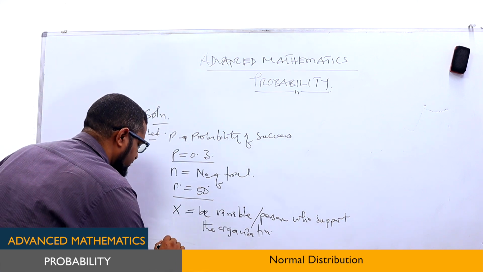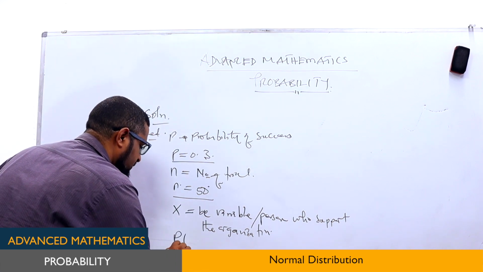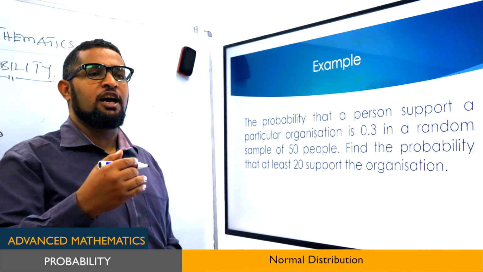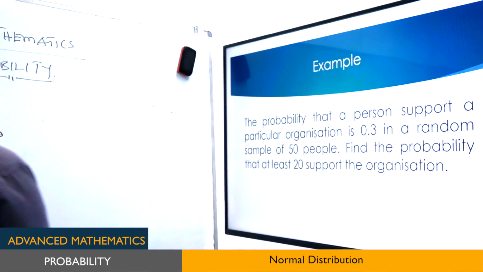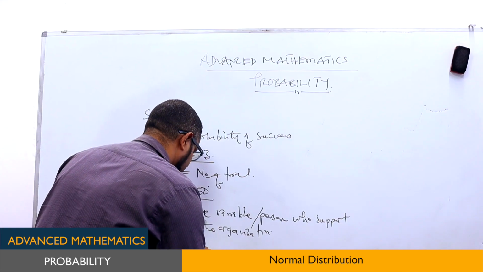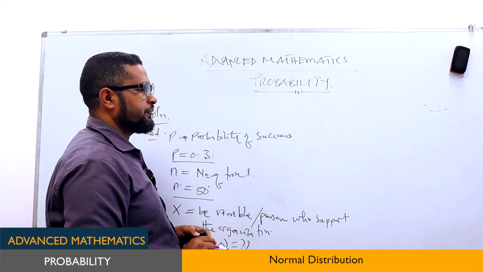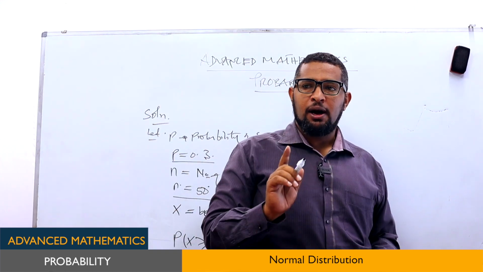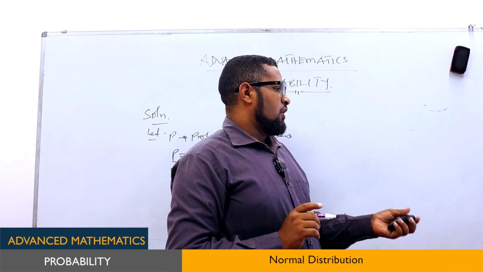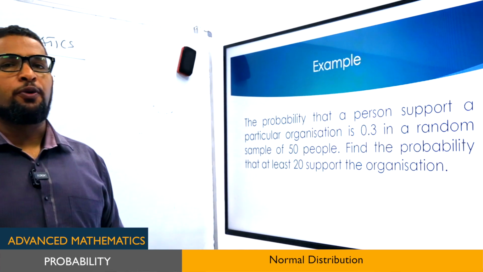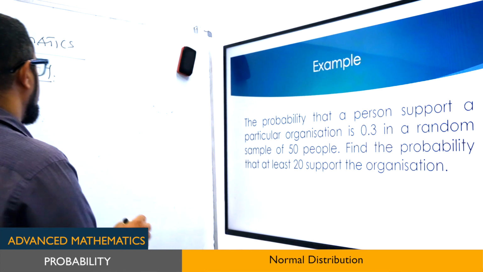Now the question is, find the probability of... When we say at least, it means greater than or equal to 20. So x greater than or equal to 20. This is what we are looking for. But remember, when you want to approximate binomial to normal, remember the condition.